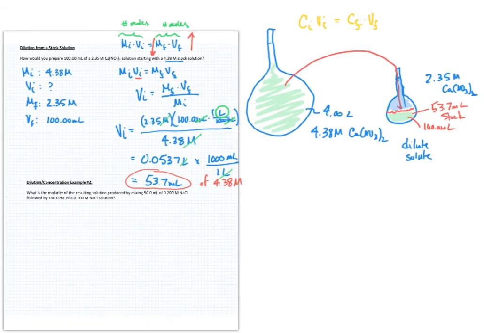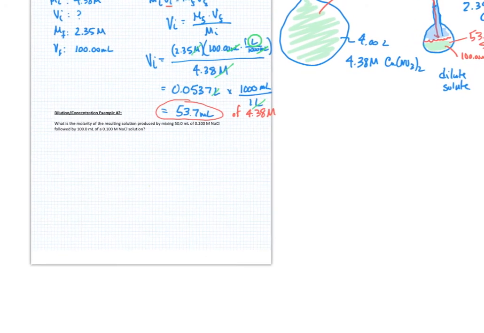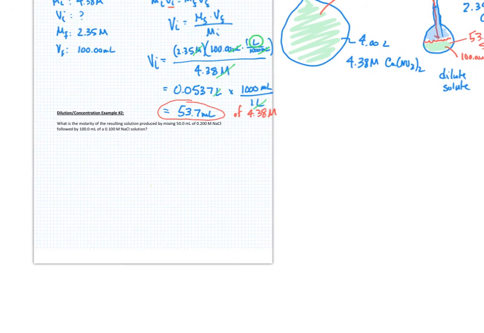It's a little bit odd, but as you can see, knowing our knowledge of molarities, we can solve this type of problem. So we have a concentration example. What is the molarity of the resulting solution produced by mixing 50 milliliters of a 0.2 molar sodium chloride solution followed by 100 milliliters of a 0.1 molar sodium chloride solution?